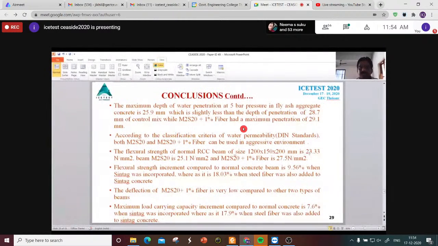Flexural strength is 23.3 for normal concrete, 25.1 for 20% Sindag concrete, and 27.5 for 1% fiber added concrete. So there is an increment of 9.56% when Sindag was added, and 18.03% when steel fiber was added to normal concrete. Deflection of 1% fiber added concrete is very low compared to the other two concretes, whereas the deflection is not affected when Sindag was incorporated.